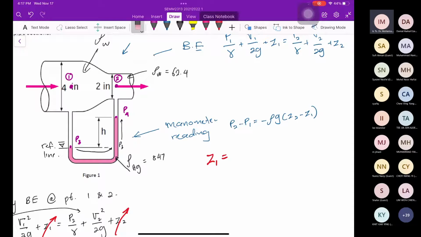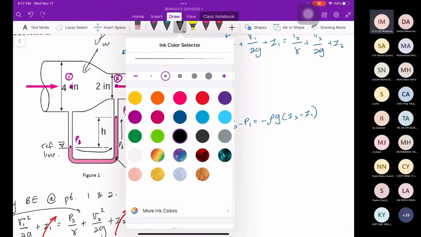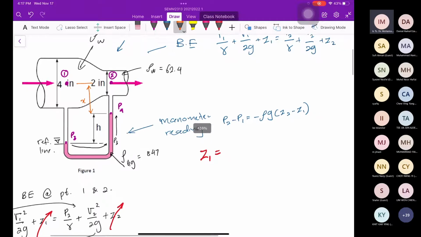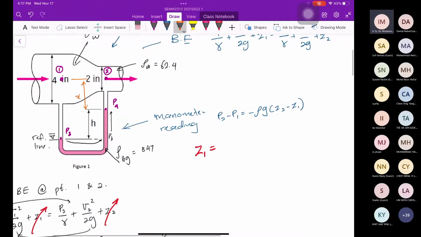How to get Z1? If you don't know how to get Z1, let's consider from this level to this level as X. So in order to get Z1 from the reference line, it is H plus X. Z2, how to get Z2? Z2 is also the same, H plus X. Okay, Z3 and Z4.